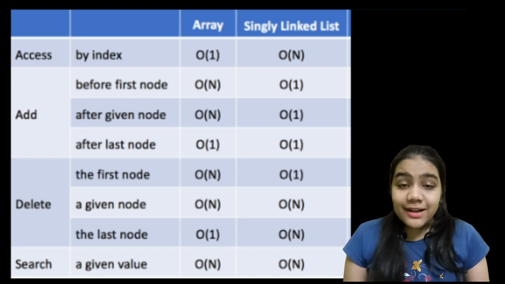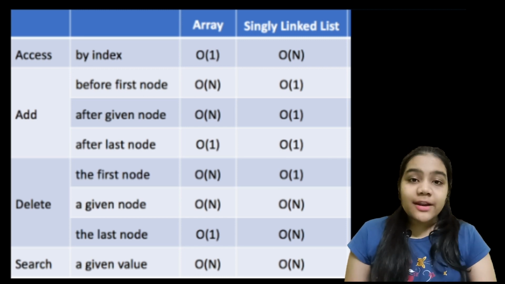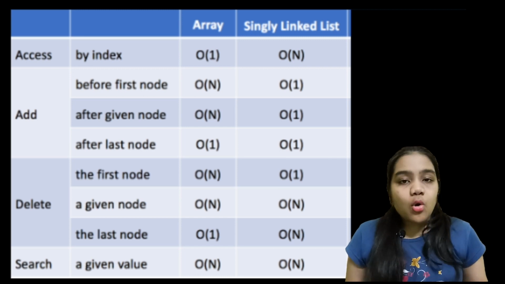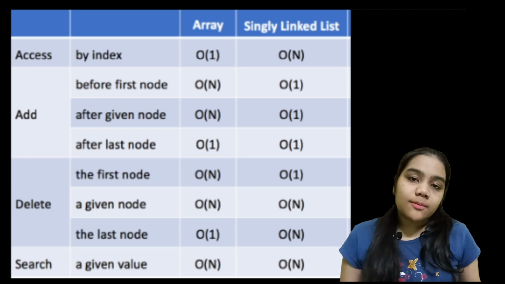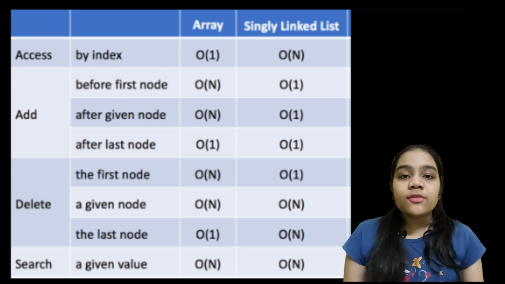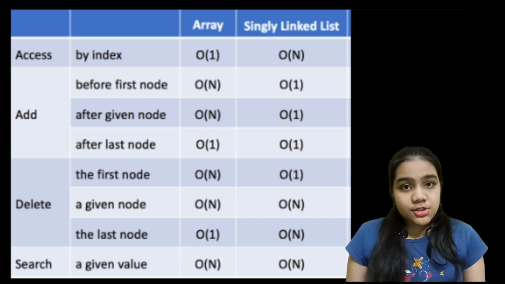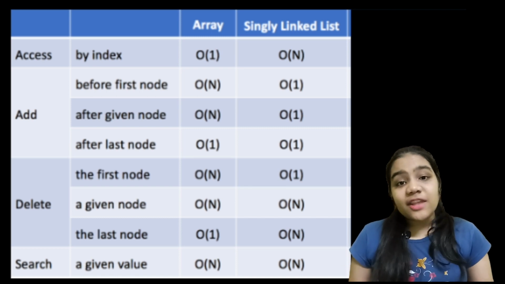So let's analyze its operations. As we can't access random elements, the access or the search will take O(n) time. As to go to the ith position, we have to go all the way from the head node to the ith position, and that will take order of n on average, where n is the length of the linked list.